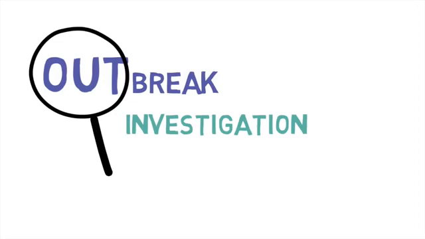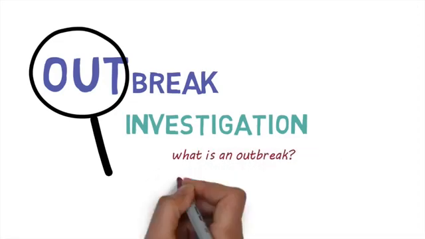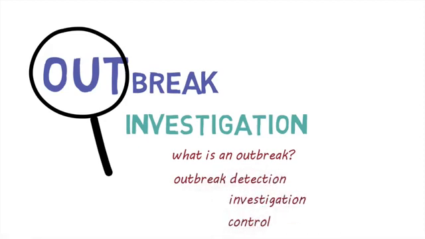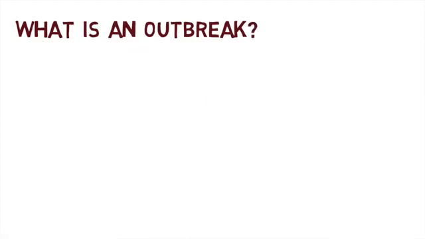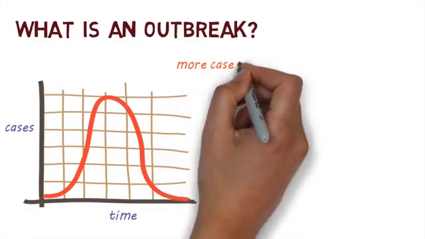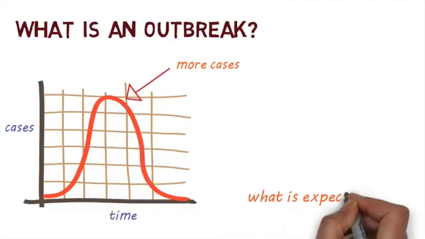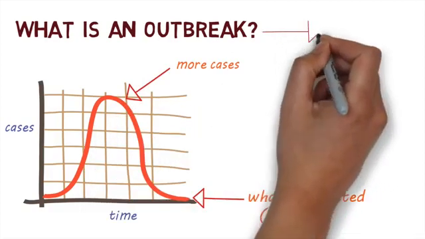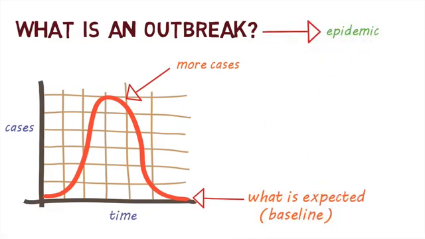Welcome to this video on outbreak investigation. We'll take a look at what an outbreak is, how it's detected, investigated, and controlled. First of all, what is an outbreak? Basically, an outbreak is when there are more cases of illness than what's normally expected in a population in a given area and at a given time. The terms epidemic and outbreak are sometimes used interchangeably.